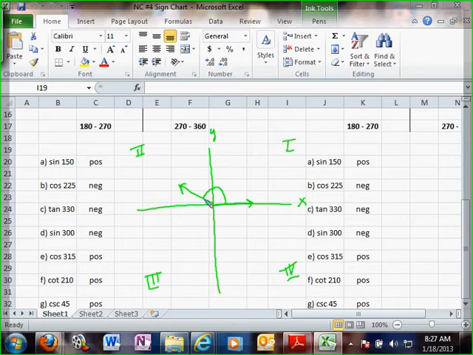And if I'm in quadrant 2, is sine positive or negative? The answer is, remember, all students take calculus. In quadrant 2, sine is the only one positive, so that's why it's positive.